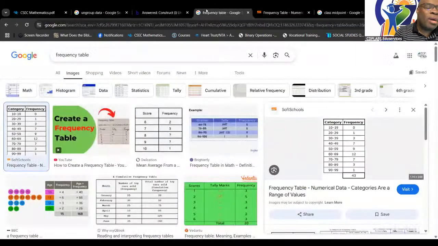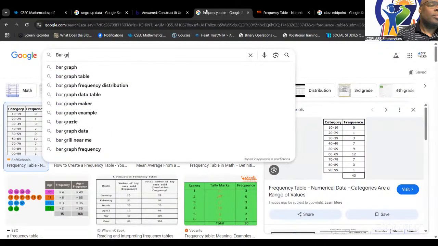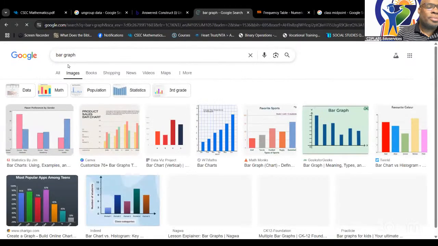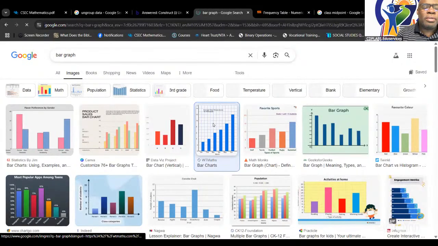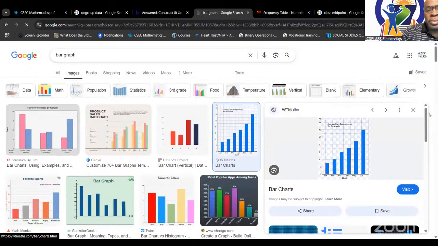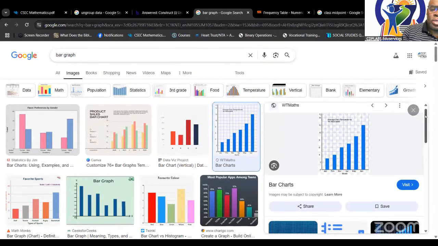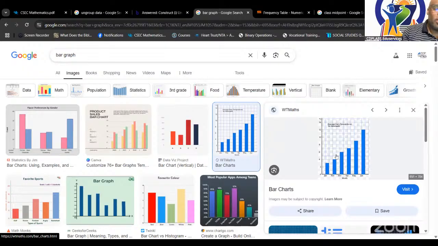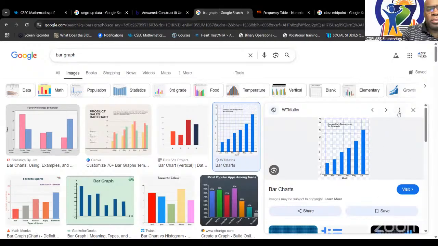let's look at a bar graph. Bar chart, whichever one. So here's a bar graph. There are several bar graphs. So here it is. You're using a laptop. You're using a laptop, Kelly? No, sir. Phone.